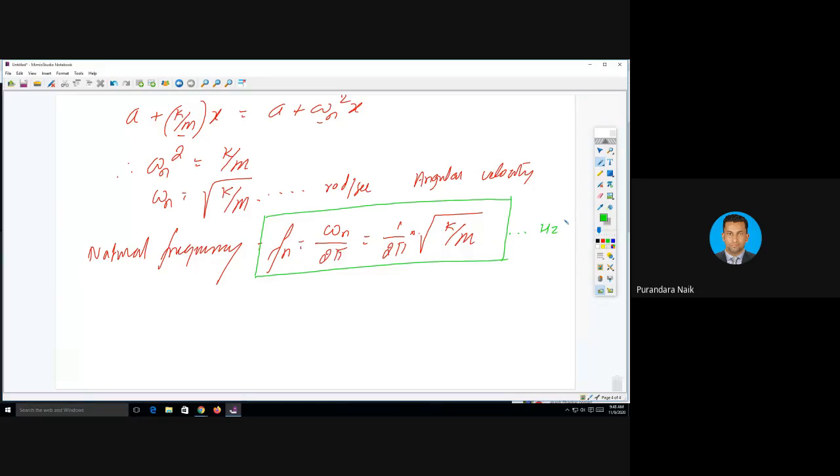Next, time period. Time period Tp is equal to 1 by fn, which is 2 pi square root of m by k. Not k by m, it is m by k, in seconds. This is the end of the second derivation by the energy method.